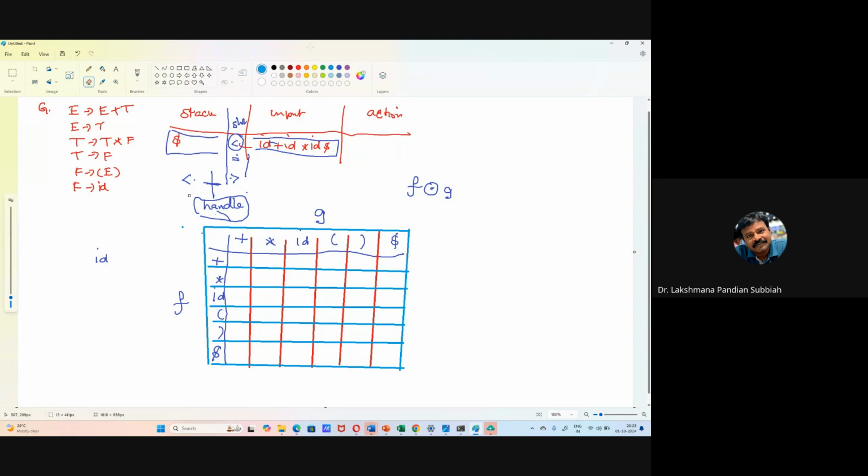Nagarajan, can you see the table now? Yes, sir. Okay, you see that. We'll forget about this one first.